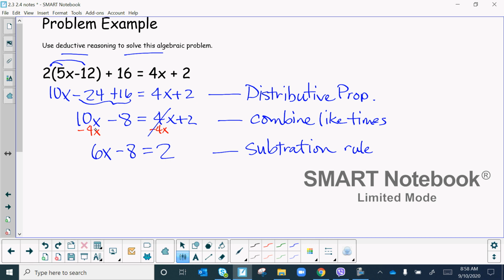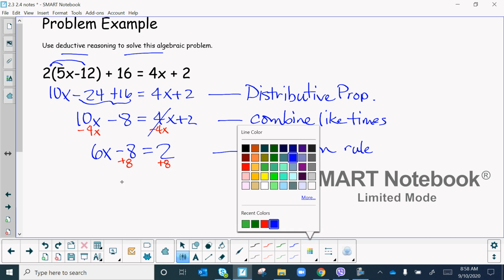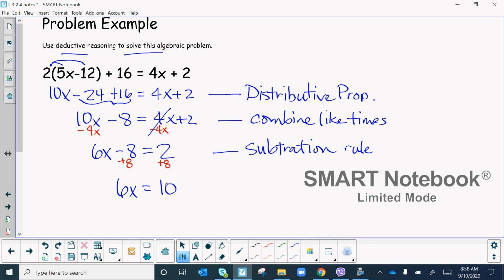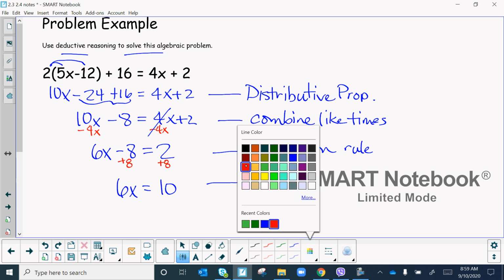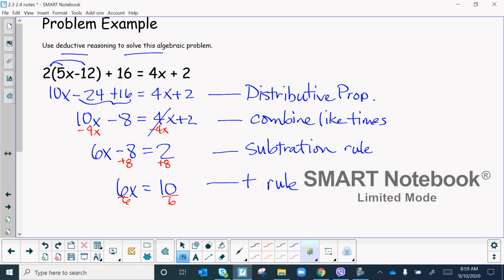The next step that I would do is I would add 8 to both sides. So that'll get me 6x equals 10. What's our ruling on that one? We added this time. So this is the addition rule or property, however you want to say it, rule or property. And then our last step is to divide by 6. So our final answer or final line would be 5/3.